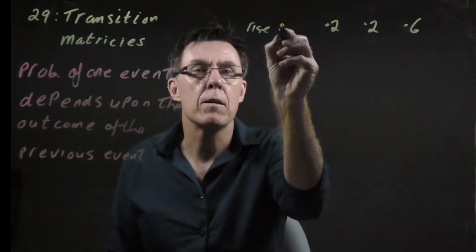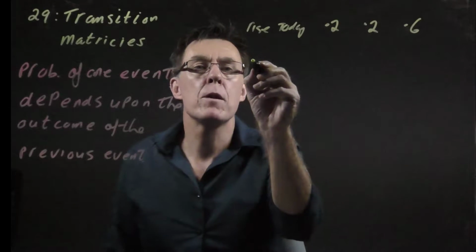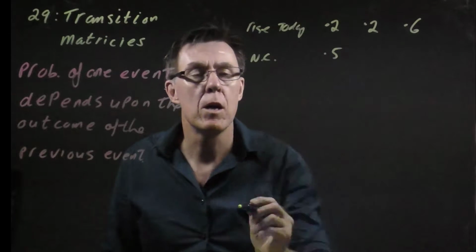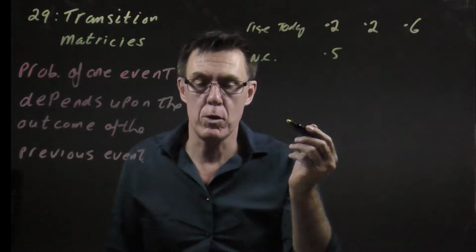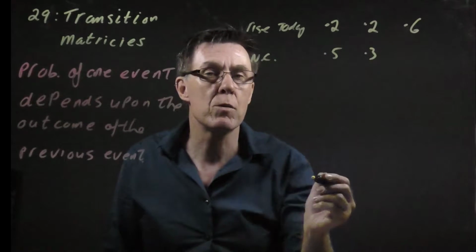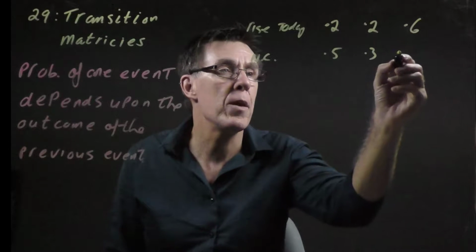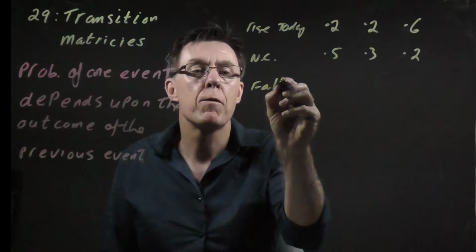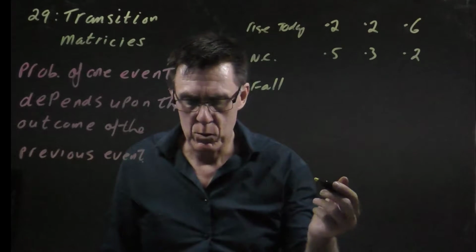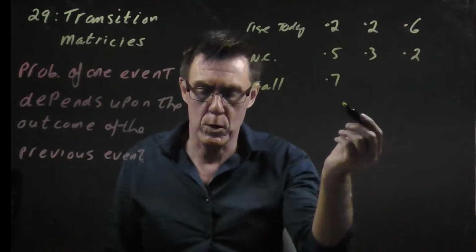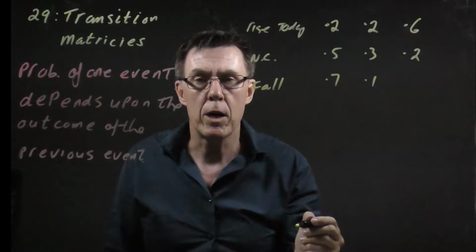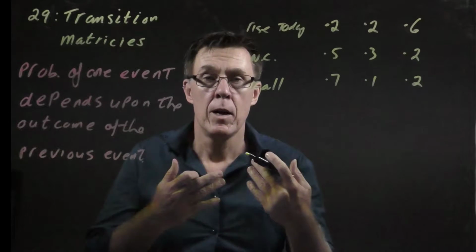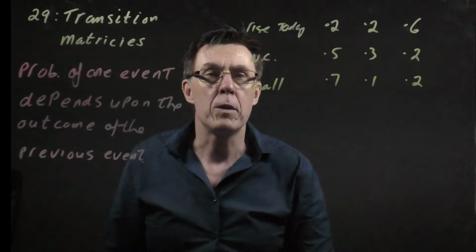So this is rise today. But what if there is no change from today? Well, the probabilities in this scenario are 0.5 of a chance tomorrow that it's going to rise, 0.3 of a chance tomorrow that there once again will be no change, and then 0.2 of a chance tomorrow that there will be a fall. What if the stock market falls today? Well, then tomorrow there's a chance of rising of 0.7, no change of 0.1, and then falling again is 0.2.